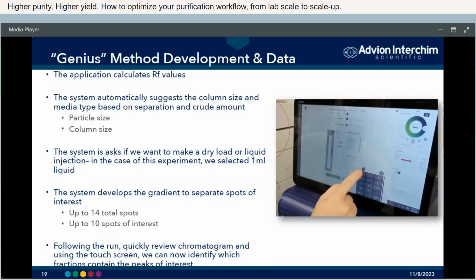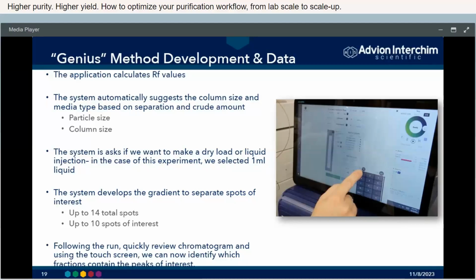Okay, so it automatically calculates your Rf values. You don't need to do that. It will also calculate the delta CV, which is your difference in column volumes. It's a measure of separation. It will automatically suggest column size and media type based on separation and crude amount. So it will tell you whether you need a small particle size if you have a difficult purification, or maybe you have a simple purification and you can use large particle size. It will also give you the column size itself. So do you need a 40-gram cartridge, or maybe you need a 120-gram cartridge, depending on the crude amount and the actual separation.